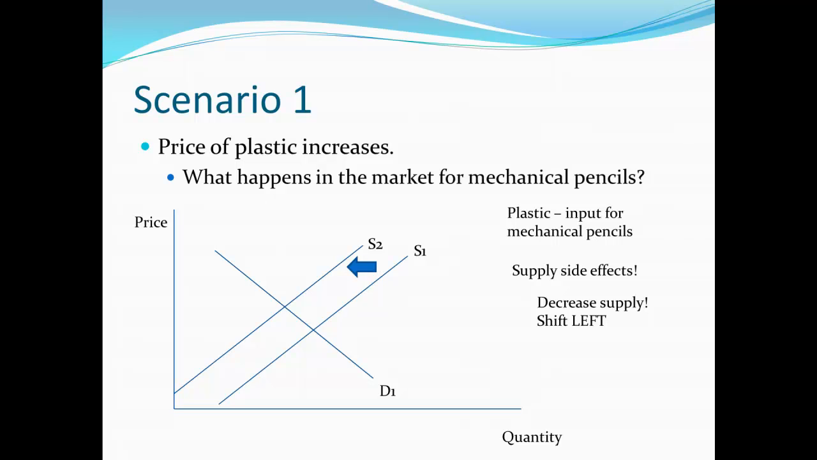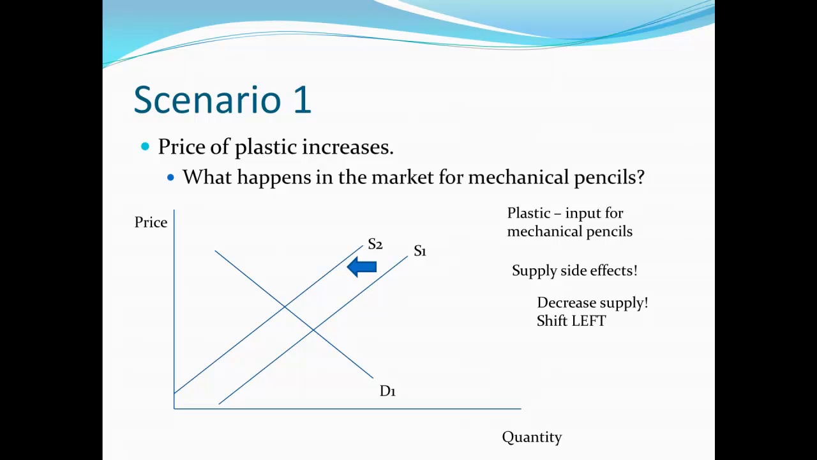Now comparing the old equilibrium, that is where S1 and D1 intersect, with the new equilibrium, that is where S2 and D1 intersect, we see the price has increased and the quantity has decreased. Now one way that we can build the argument for why that would happen, imagine that supply shifted from S1 to S2 but the price did not increase.